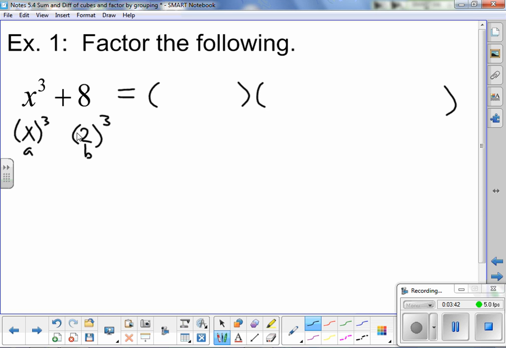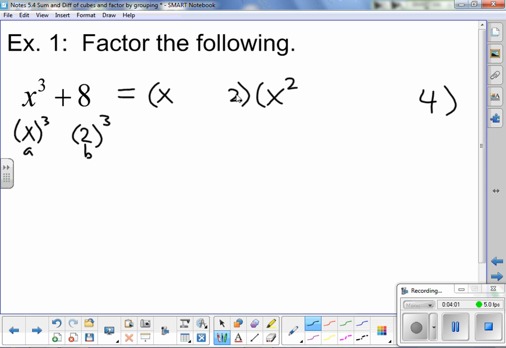So we found an X and a 2. So this is going to be an X and a 2. Now the front and back parts of the trinomial are going to be the X squared and then the 2 squared. So X squared is an X squared. 2 squared is a 4. Okay, so first just put the X and the 2, then square them on the front and back parts here.